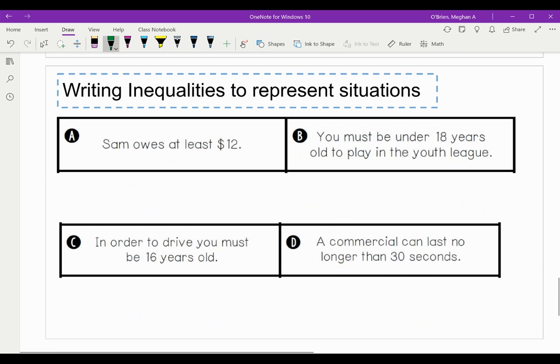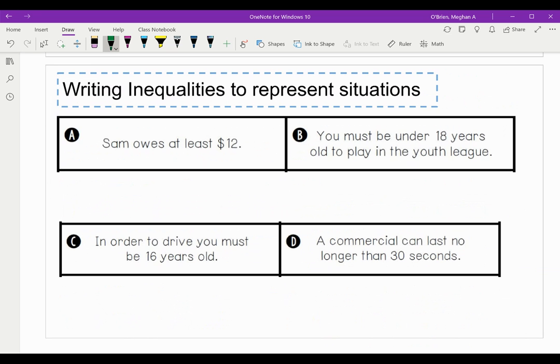Okay, and then writing inequalities to represent situations. When we write the inequalities, don't forget, just like with equations, we want the unknown to be the variable. So letter A, Sam owes at least $12. So X will stand for what he owes because we don't know that, right? We just know he owes at least $12. So he could owe $12 or more because at least is like the minimum. So X is greater than or equal to 12.